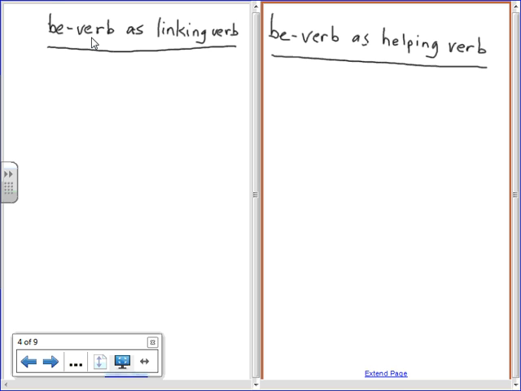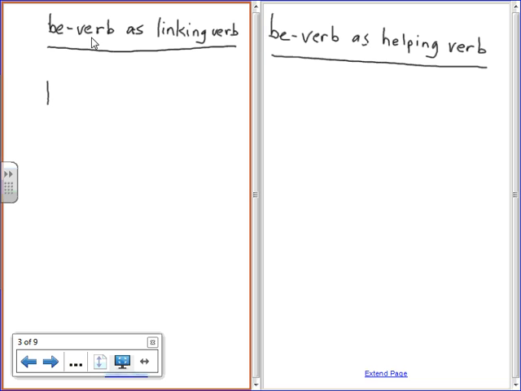And maybe we'll go back to our previous example that we used for be verb as linking verb. And I'll talk about myself again. I am Mr. Jones. And once again, in this sentence, we have am linking the subject of the sentence I with a noun that is further identifying the subject.